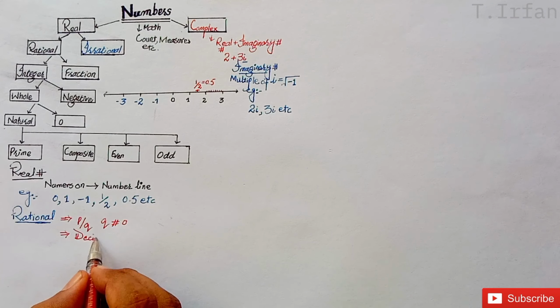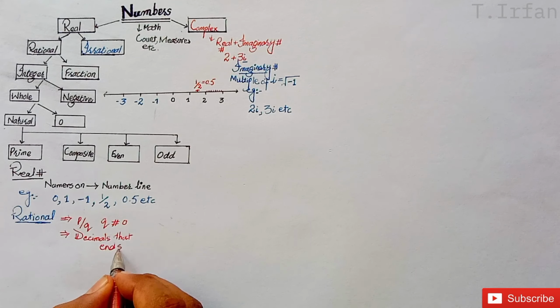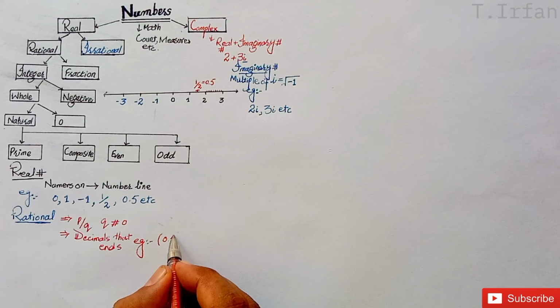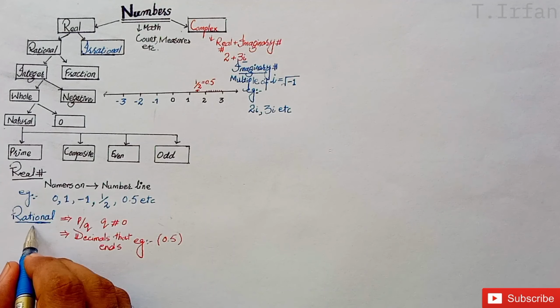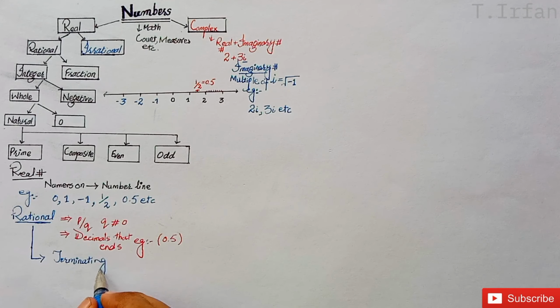Or these are decimals that end. For example, 0.5. And we can also say that rational numbers are terminating fractions. And these can be recurring fractions which are non-terminating.